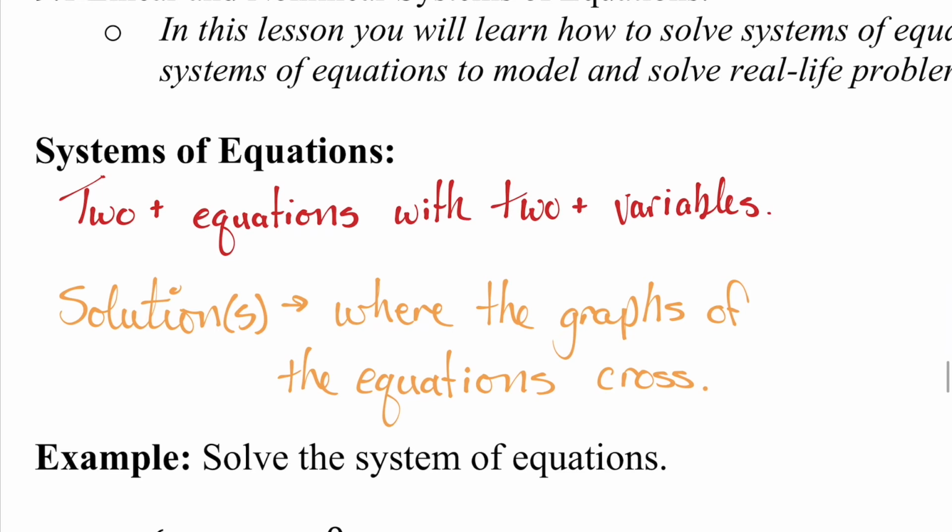So a system of equations is two or more equations with two or more variables. Today we're mostly going to be looking at two equations, which is two variables to keep it a bit simple. Our solutions are where the graphs of the equations cross, or where they meet.